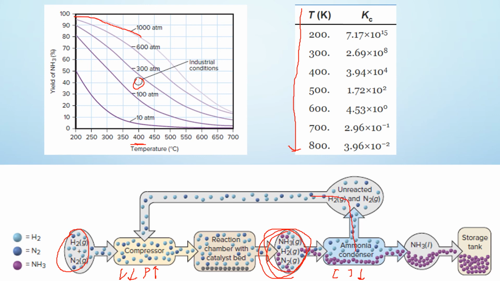So we pump those gases back into the original compressor to join the next reaction. So the reactant is not wasted. This condensed ammonia is in the liquid phase, so we can fill this ammonia into a storage tank.